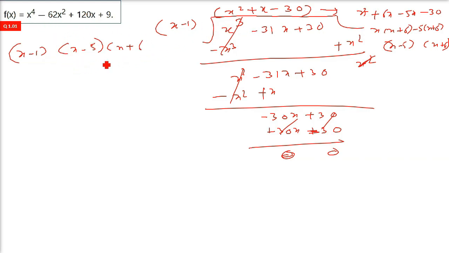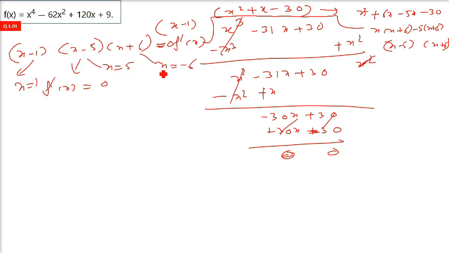And I told you that we have to put it as 0. When you set these factors to 0, f dash x equals to 0, that means you have to put all factors to 0. So x minus 1 equals to 0 is x equals to 1. x minus 5 equals to 0 is x equals to 5. And x plus 6 equals to 0 is x equals to minus 6.